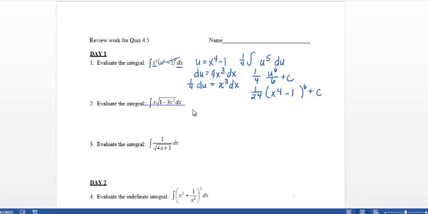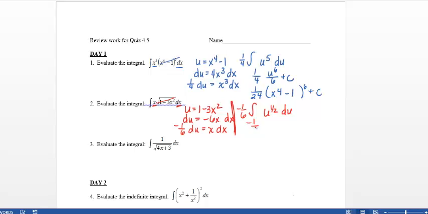Second problem. In this problem, we would make u be 1 minus 3x squared. Du would be equal to negative 6x dx. I notice I only need an x dx, so I will write negative 1/6 du equals my x dx. When I rewrite the integral, it becomes u to the 1/2, or the square root of u. X dx is taken care of with the negative 1/6 du.